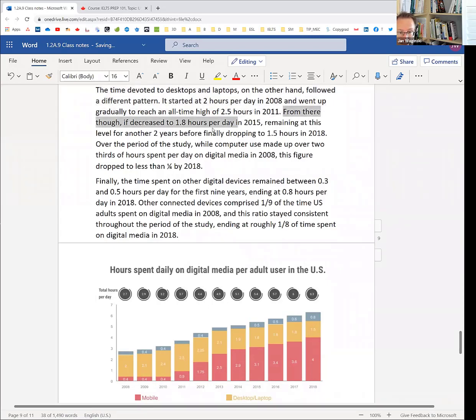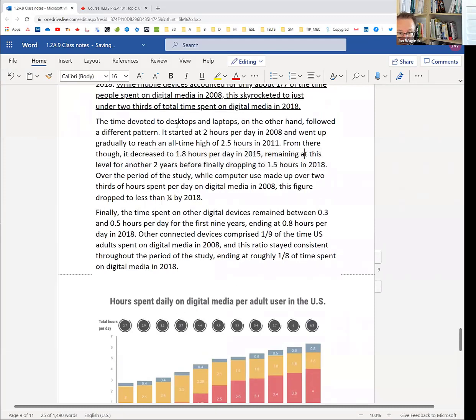From there, though, it decreased to 1.8 hours per day in 2015, remaining at this level for another 2 years before finally dropping to 1.5 hours in 2018. Okay, so this is the description portion. 2 sentences.